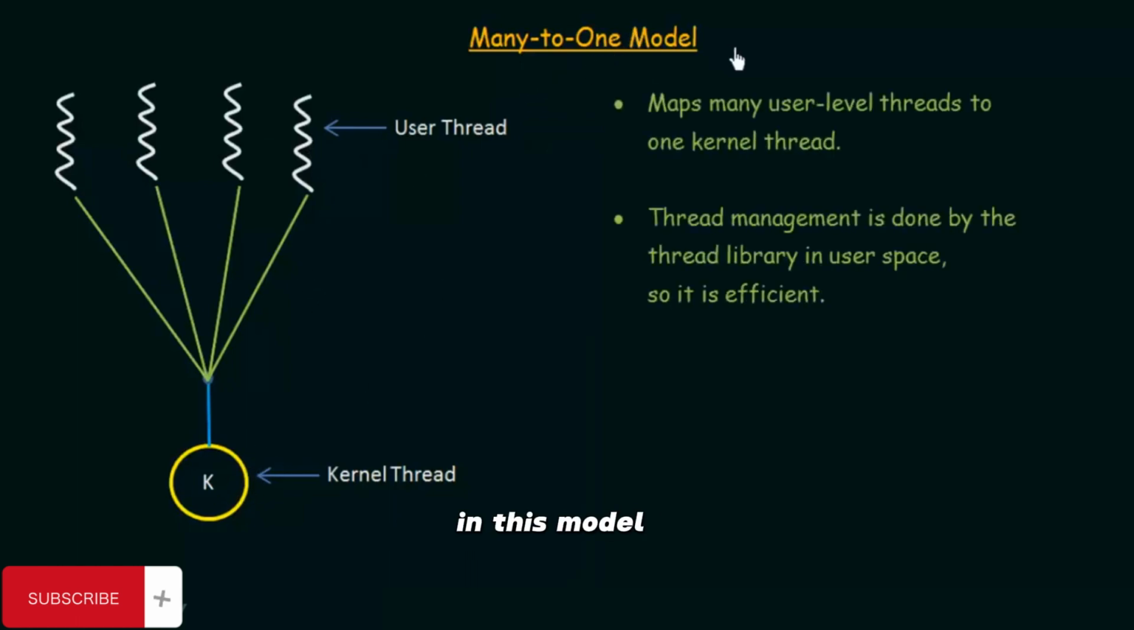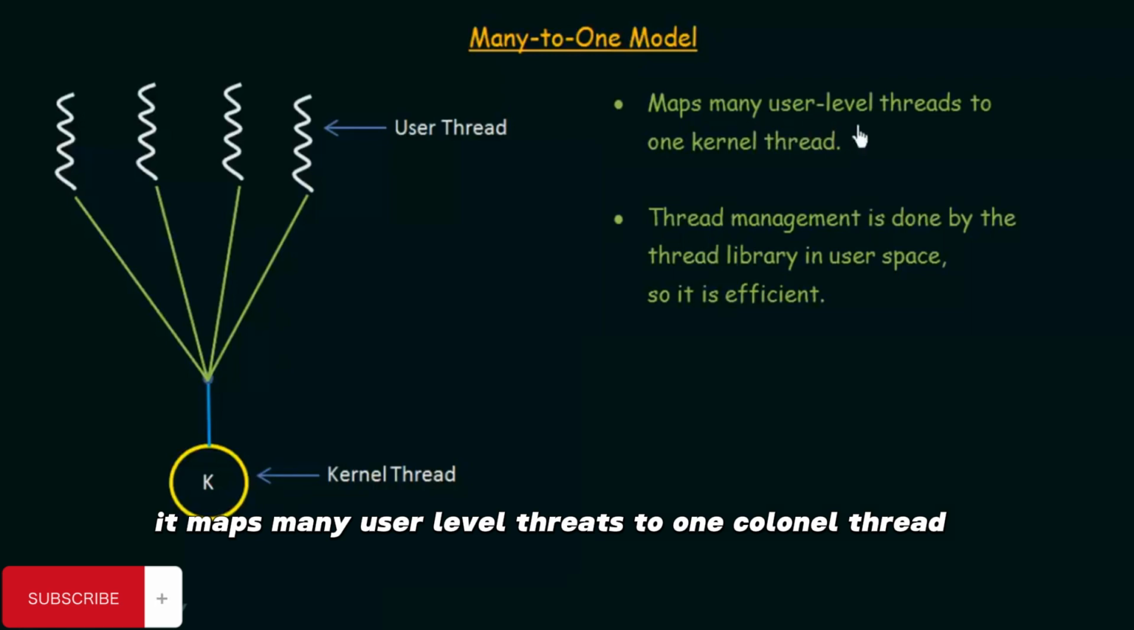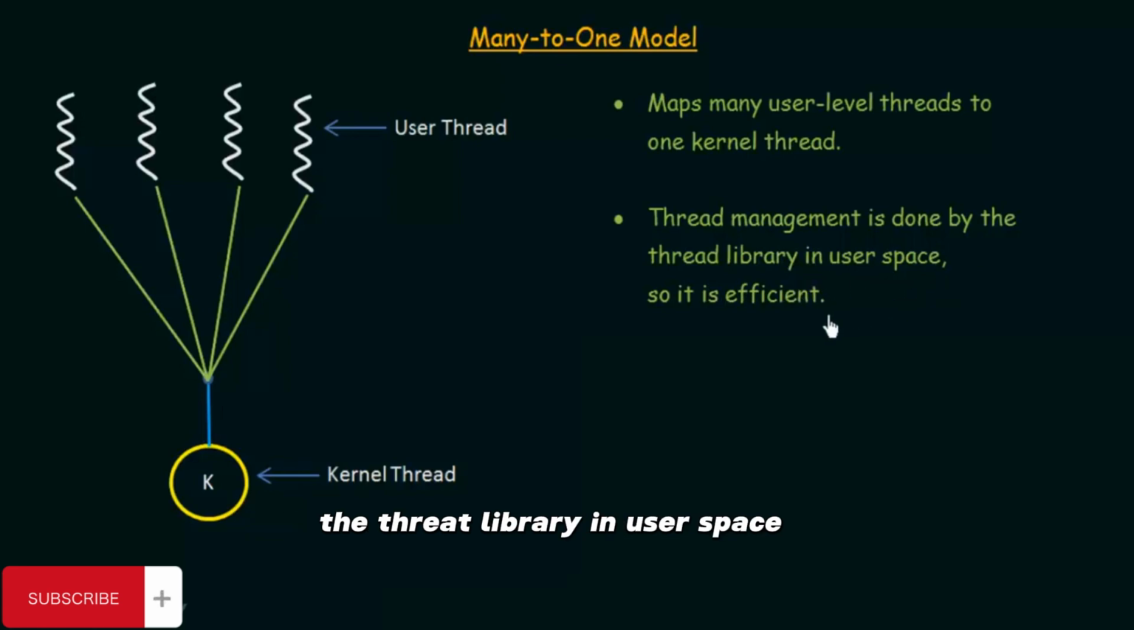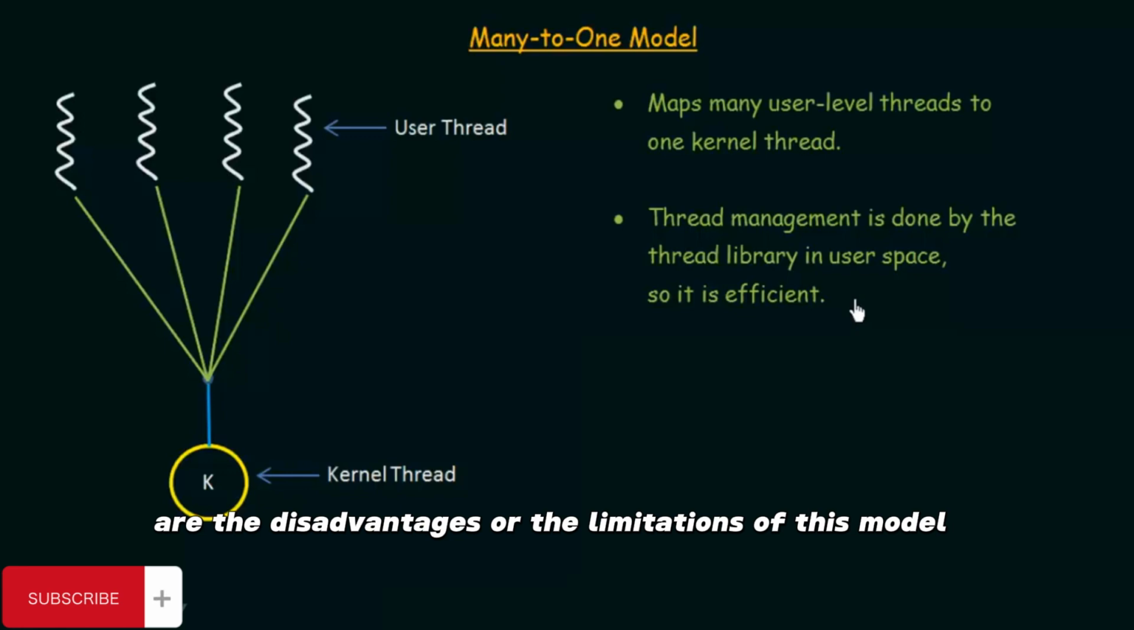As I told you, this model maps many user-level threads to one kernel thread. The thread management is done by the thread library in user space. So it is efficient. Thread management is done at the user level, not at the kernel level, so we are able to manage the threads in the user space. Now let us see the disadvantages or the limitations of this model.